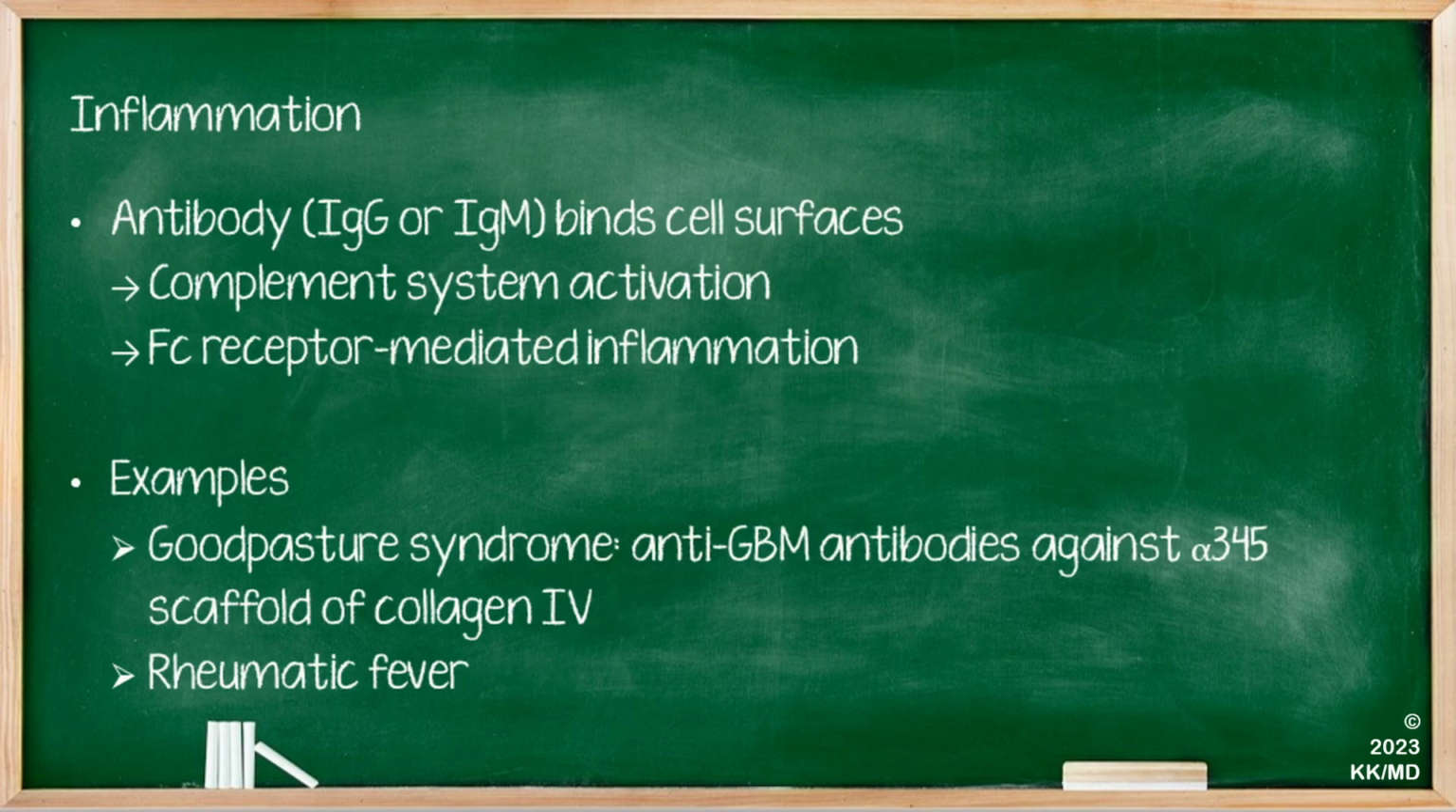As for the inflammation, it's due to the antibody, which, as we discussed earlier, is either IgG or IgM related, which binds to the cell surfaces. And as a result of this, you will have complement system activation and Fc receptor mediated inflammation. The examples of this include Goodpasture syndrome, which is an anti-GBM antibody against the alpha 3/4/5 scaffold of collagen 4, as well as in the case of rheumatic fever.